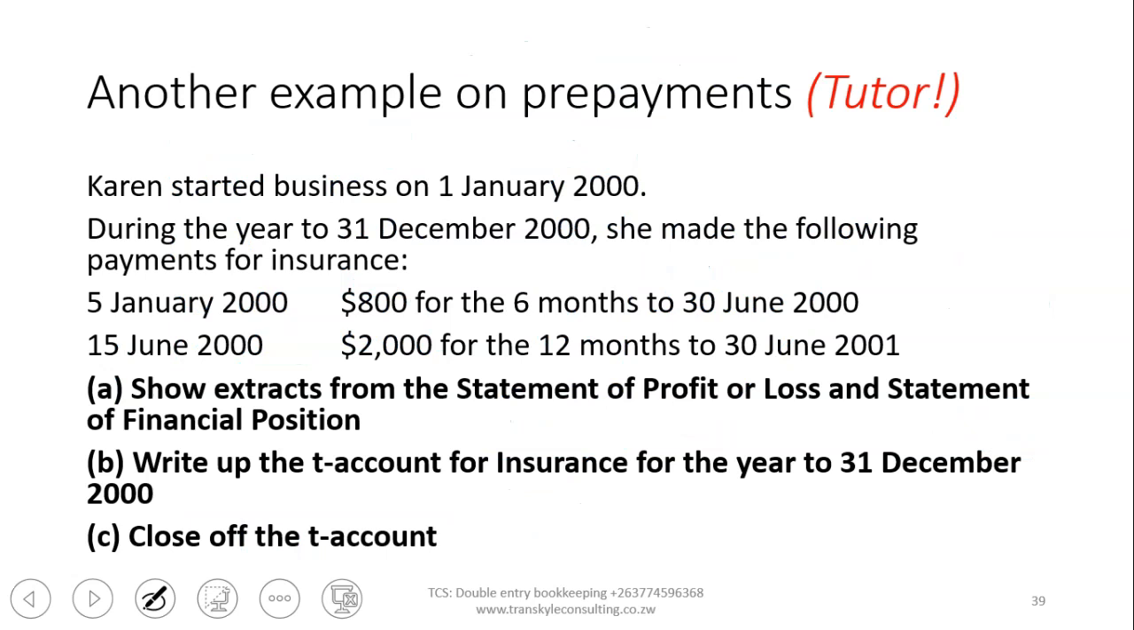That one we have to do. Let us just give it a quick go through. Our client started business on 1 January 2000. During the year to 31st December 2000, she made the following payments for insurance. On 5 January 2000, she made a payment of 800 for the 6 months to 30 June. And then on 15 June 2000, she made a payment of 2,000 for the 12 months to 30 June 2001. So show the extracts and so forth.